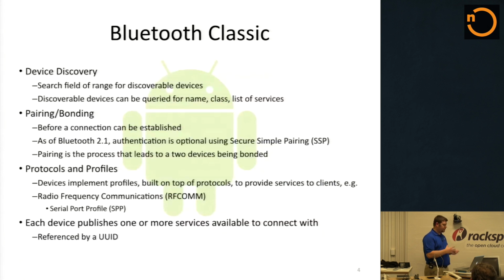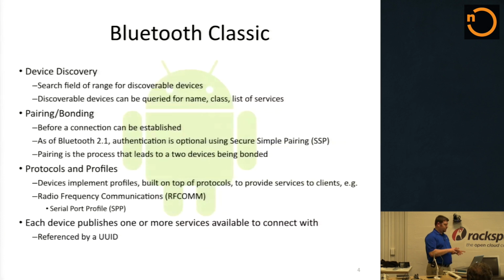Okay? So in the case of what we're going to talk about today, RFCOMM is really the protocol, and then the serial port profile is what sits on top of that in the examples that we're going to look at. Okay, and then to finish that out, Bluetooth devices expose their capabilities to scanning devices via things called services. Really, a service is just a logical definition of something you can connect to that is referenced by a unique identifier, or UUID.